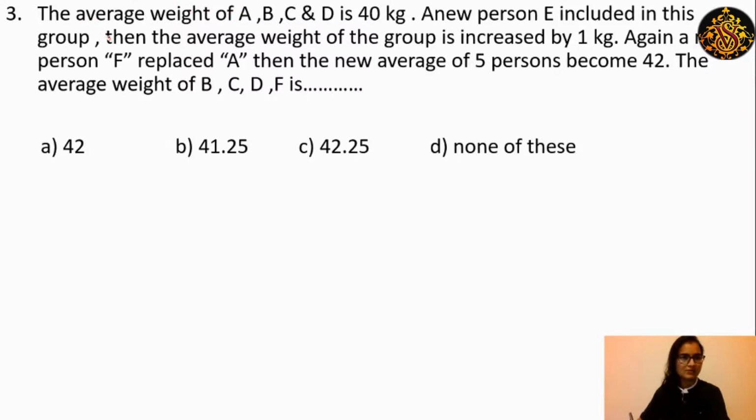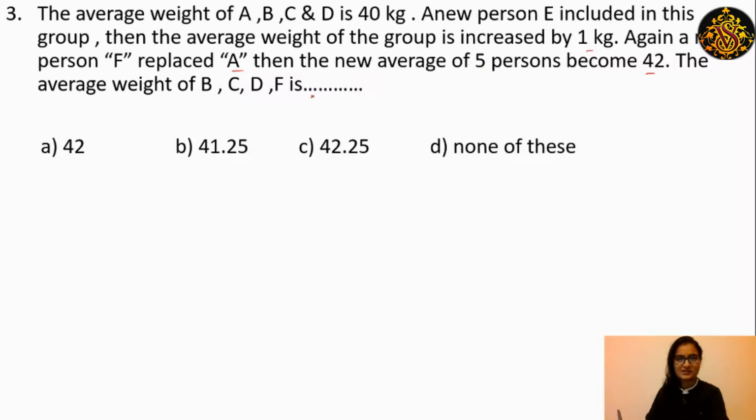And the question is: the average weight of A, B, C and D is 40 kg. A new person E is included in this group. Then the average weight of the group is increased by 1 kg. Again, a new person F replaced A. Then the new average of 5 persons becomes 42. The average weight of B, C, D, F is?